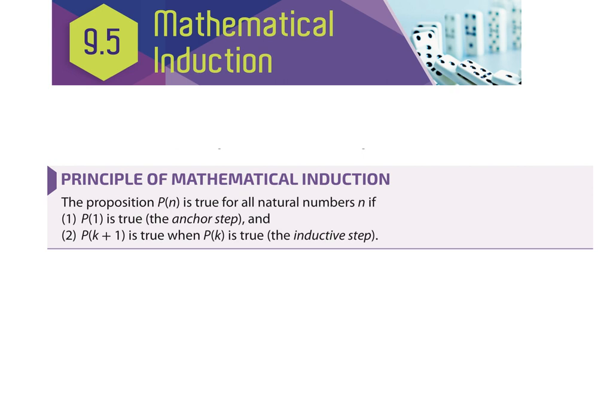And so the proposition is true for all natural numbers if P of 1 is true, and then P of K plus 1 is true. What they're just saying is that in order for these induction theories, or this mathematical induction, to work, it has to be true for your first term, and then it has to be true for every other term after that. That's basically what it's saying here.